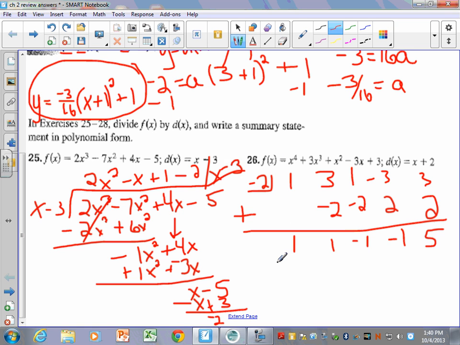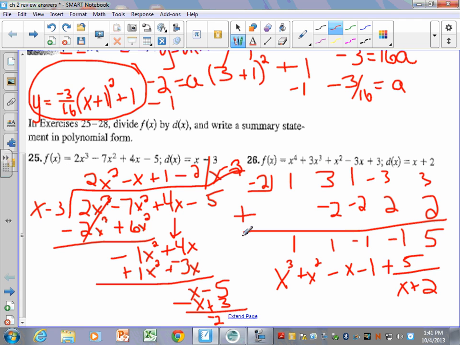And then you just write 1 less, right? So x cubed plus x squared minus x minus 1. Your remainder, add that, right? Some people just put that 5 out there. You actually add your remainder to what's left. So plus 5 over what you divided by, which is x plus 2.